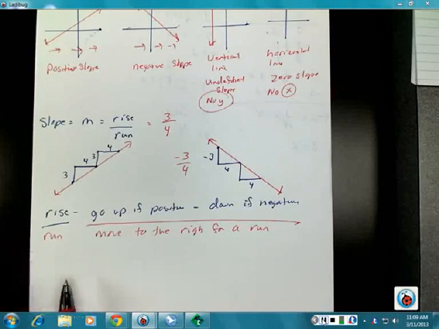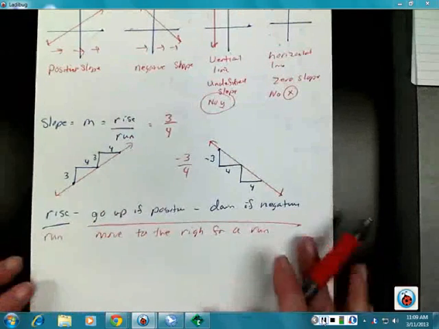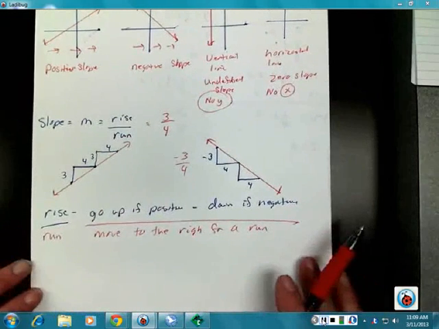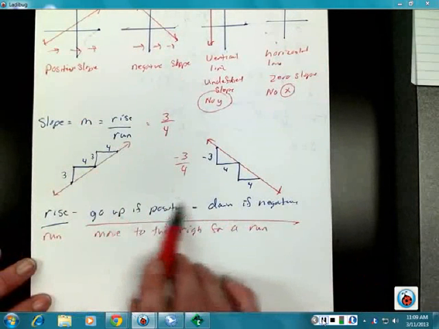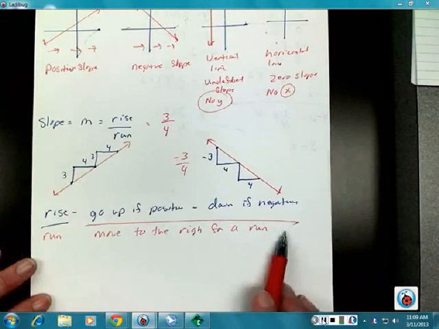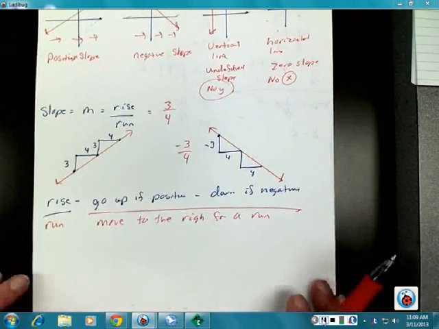Now sometimes, if you remember back in algebra, they told you could go either way. But what happens is you guys get confused on which way you go. So if you just always do your rise going up or down based on whether it's positive or whether it's negative, and do your run to the right, you'll be okay. And you'll get your slopes to come out correctly.